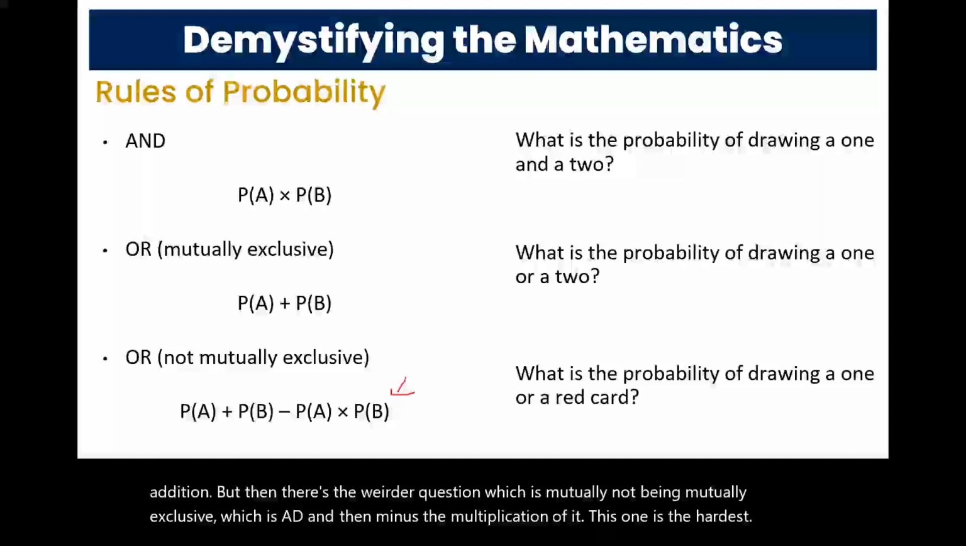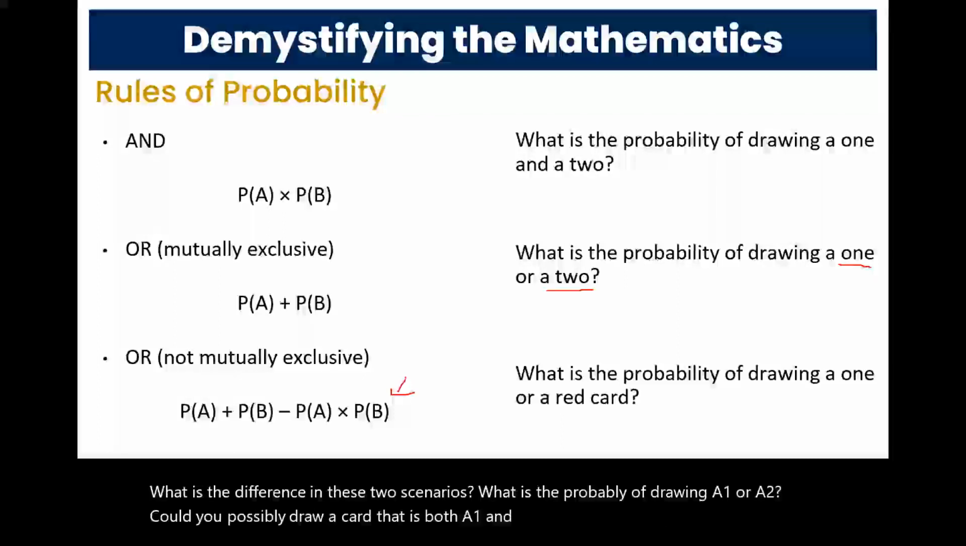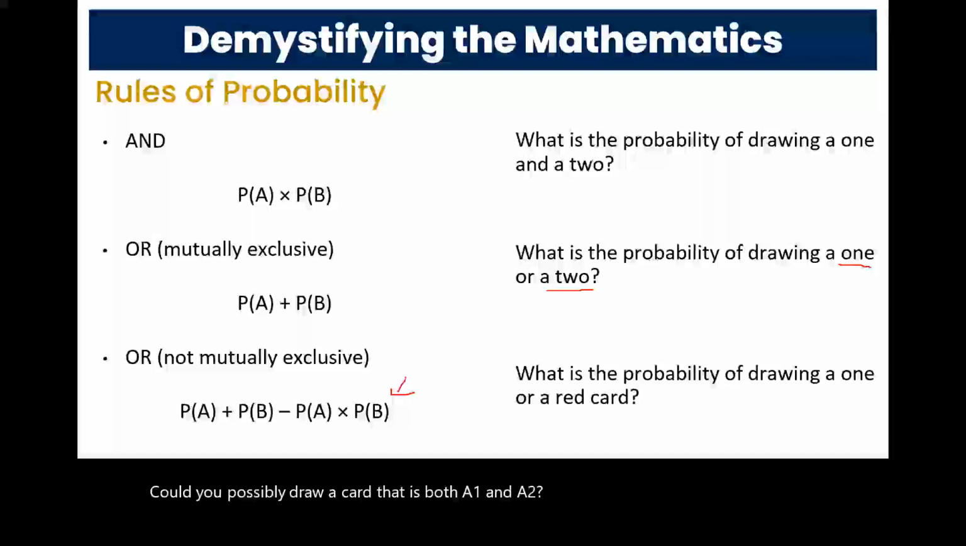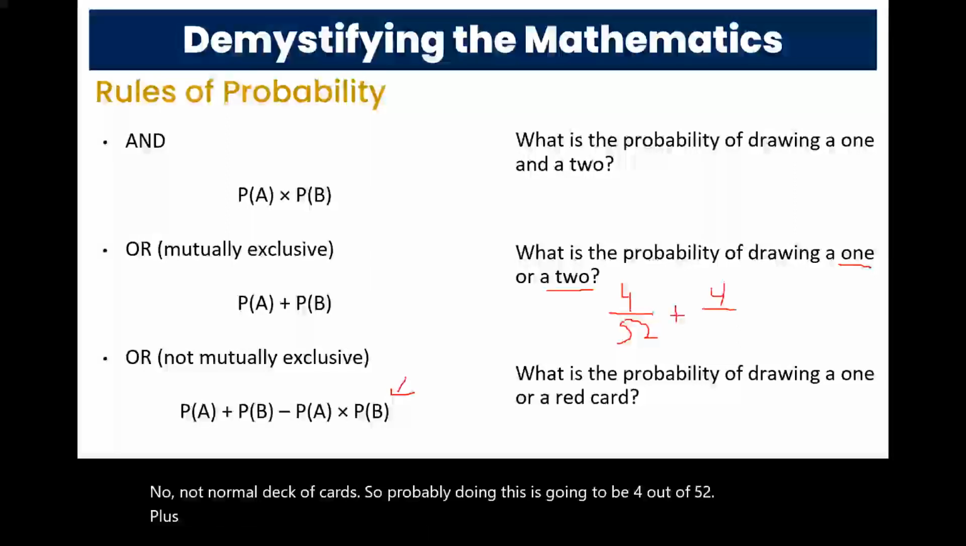What is the difference in these two scenarios? What is the probability of drawing a 1 or a 2? Could you possibly draw a card that is both a 1 and a 2? Is there a way to draw a single card that is both a 1 and a 2? Nah, not in any normal deck of cards. So the probability of doing this is going to be 4 out of 52 plus 4 out of 52.